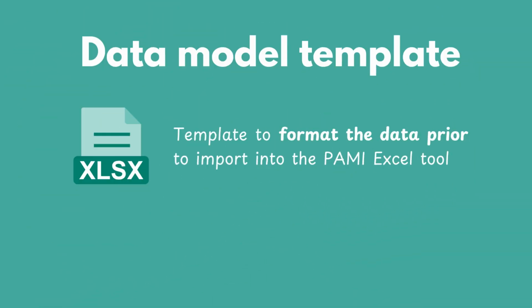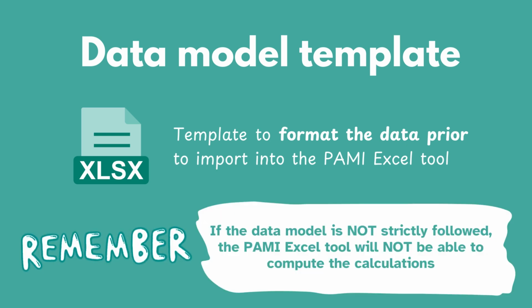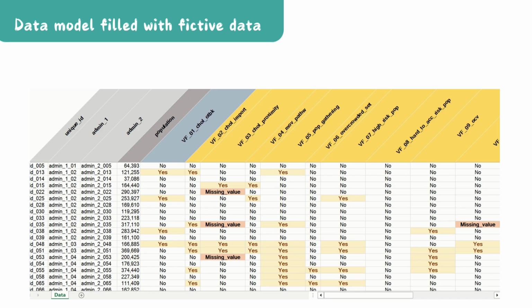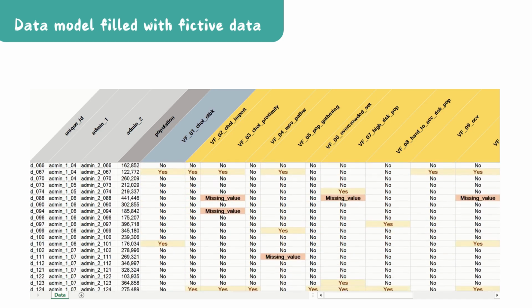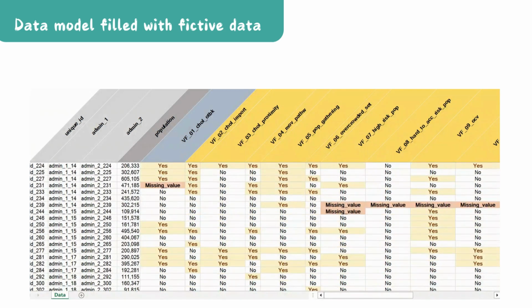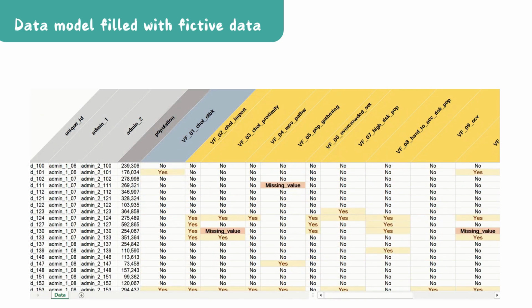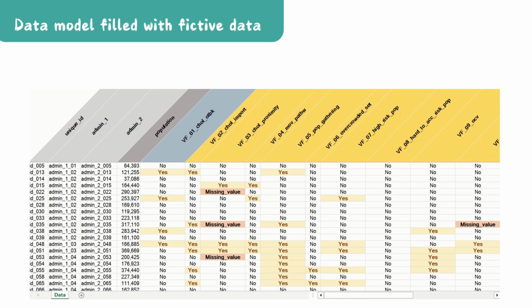Now let's look at the PAMI data model template. The data model is an Excel file that you must use as a template to format your data before uploading it into the PAMI Excel tool. It is essential to follow the data model strictly. Otherwise, the PAMI Excel tool won't be able to compute the calculations. Here is the data model template filled with fictive data. Each row is a geographic unit. The data model should be filled for all of the geographic units of the country, even if no cholera cases were reported in a given geographic unit.